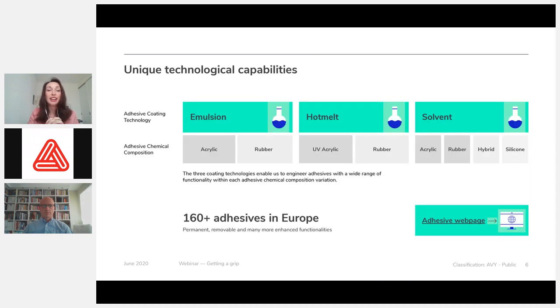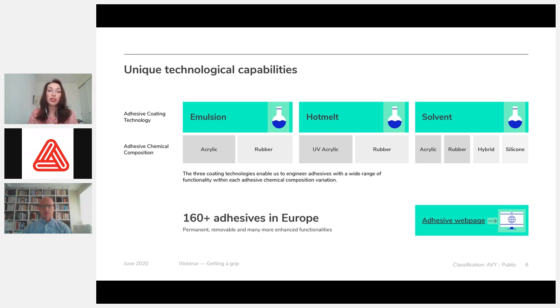Without further ado, there are three main adhesive coating technologies you could choose from. Or you can say even broader, these three technologies are the only ones available on the market. At Avery Dennison, we have all three in-house. So emulsion, hot melt, and solvent, all three coating technologies are available in our network of plants in Europe. And this is unique for the industry. We are not aware of any other company that has access to all three. So when we manufacture an adhesive, we make use of one of them.